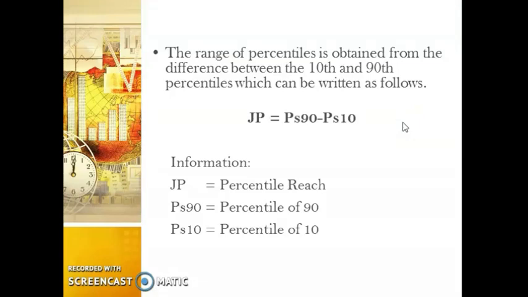The percentile range is obtained from the difference between the 90th and 10th percentile, which can be written as follows. JP equals PS 90 minus PS 10. Information: JP equals percentile range, PS 90 equals percentile of 90, PS 10 equals percentile of 10. To better understand, let's look at an example.